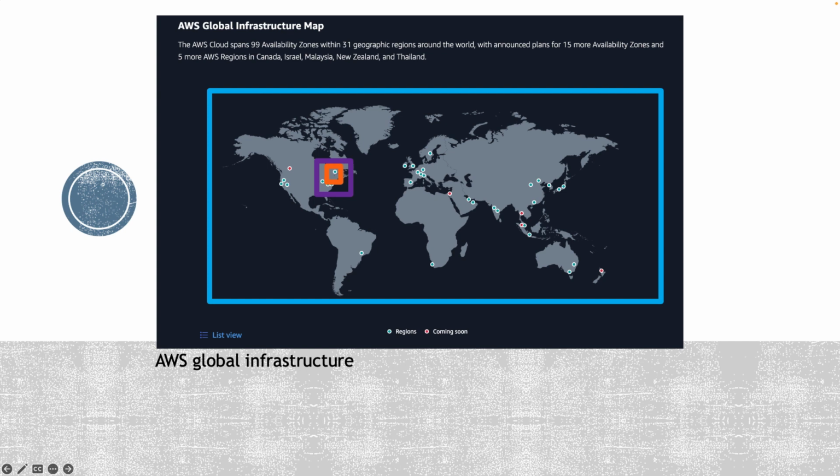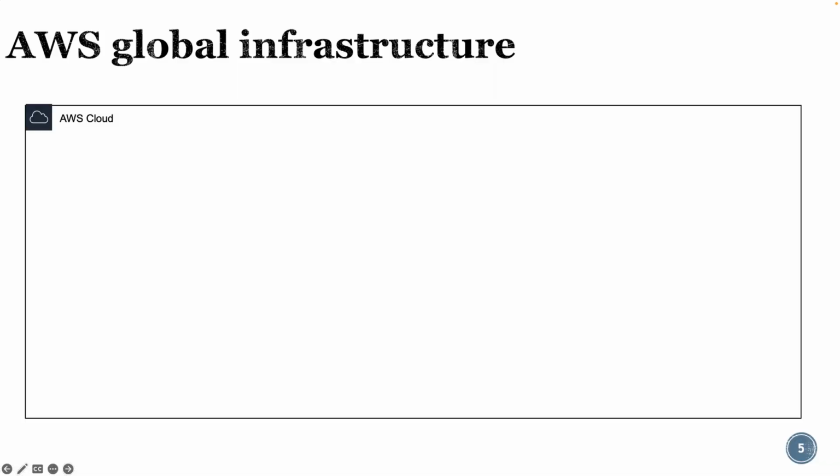So an exam tip is to know what level of resiliency an AWS service has, because it will help you answer exam questions, but also give you a much deeper understanding. So let's break this down. So what is the AWS Global Infrastructure?